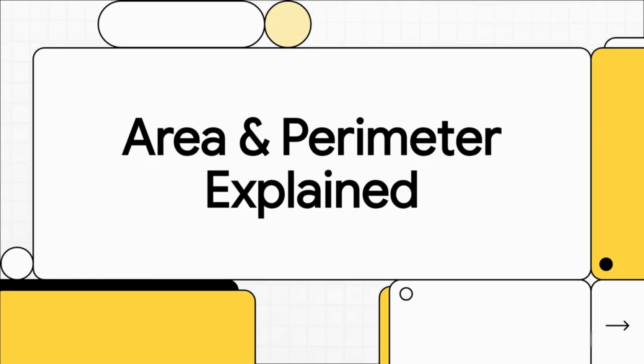All right, today we are going to crack the code on two math concepts that you'd be surprised you actually use all the time: area and perimeter. Yeah, I know, they sound like something straight out of a dusty old textbook, but they're seriously the key to solving a ton of real-world problems. So let's break them down and make them super simple, clear, and actually useful.